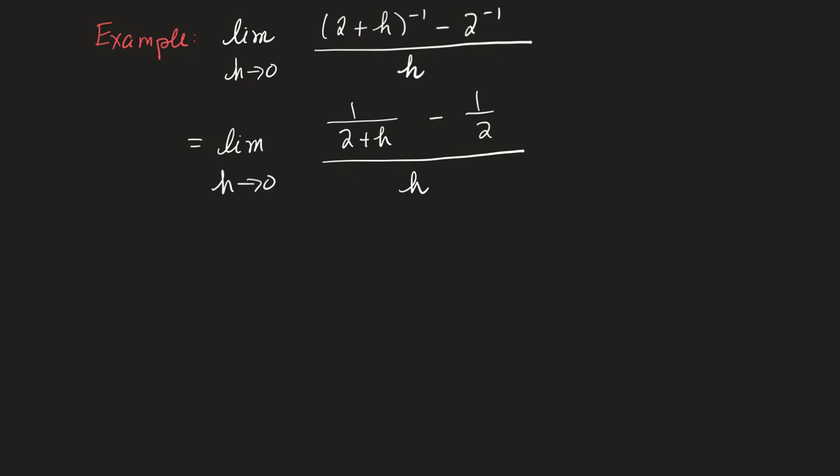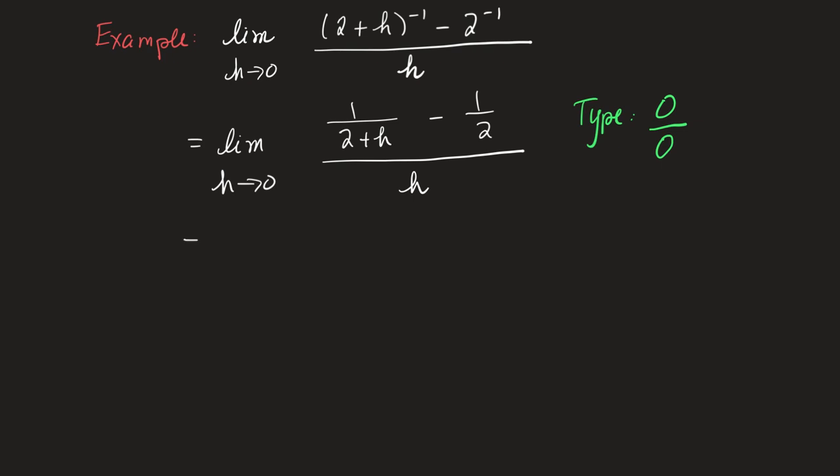Now I'm going to check my type. When I evaluate at h equals 0, I can see that in the numerator I get 0, and in the denominator I get 0. So this is an indeterminate form of type 0 over 0. What that means is that I can't evaluate the limit at the moment. I must perform some algebra to get it into a form where I can evaluate the limit.